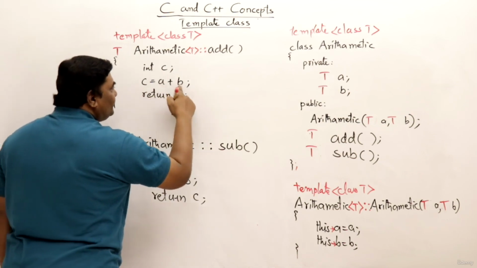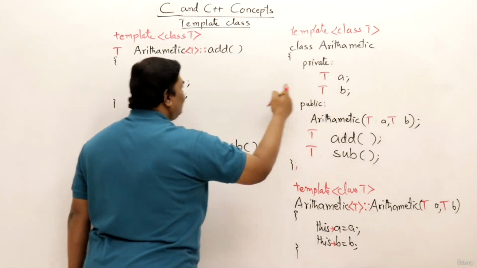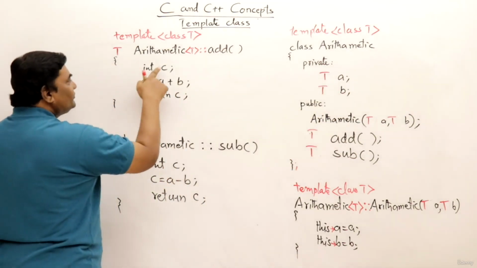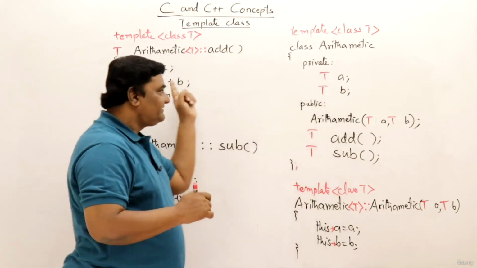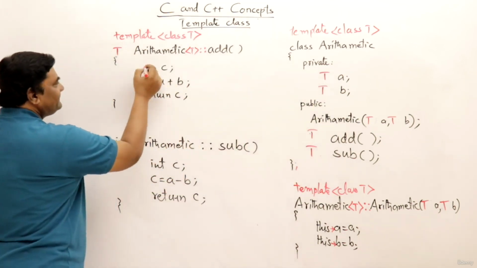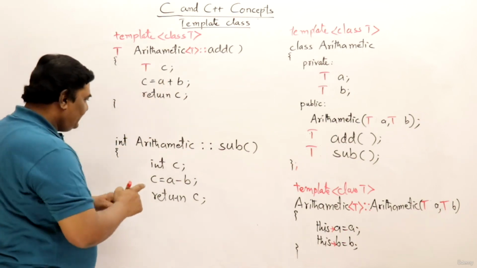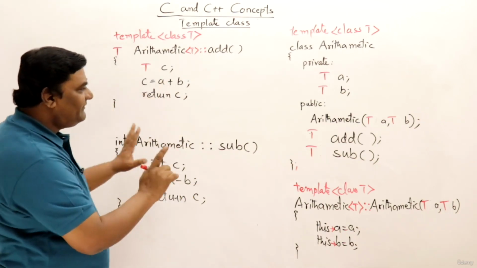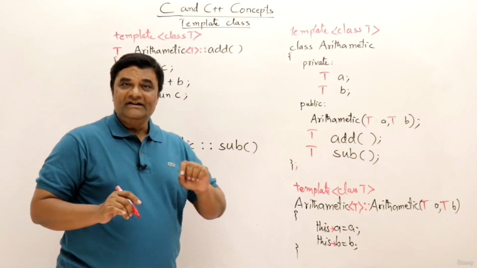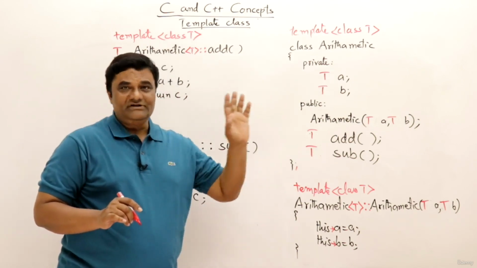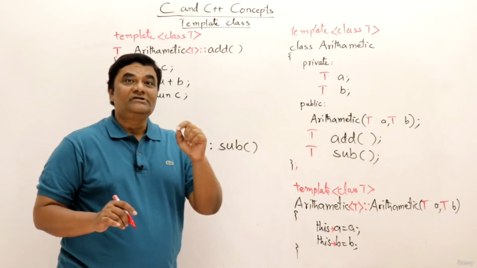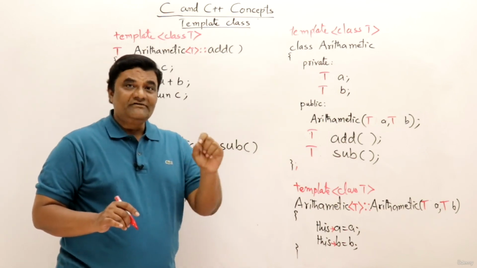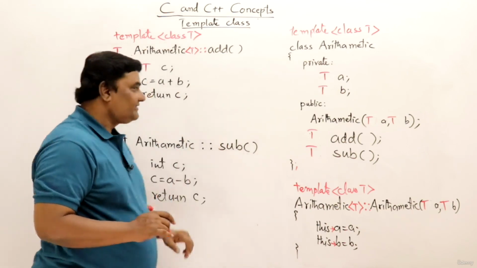Then these two are added, result is stored in C. So what should be the type of C? Same as their type, so C should also be T. Yes, this is also T. See, in my code, almost wherever I have declared data type, variable name, everything is changing to T. But it may not be true always. Remember this one. So you have to observe and change it. Whichever should be changed, only that one you change it.